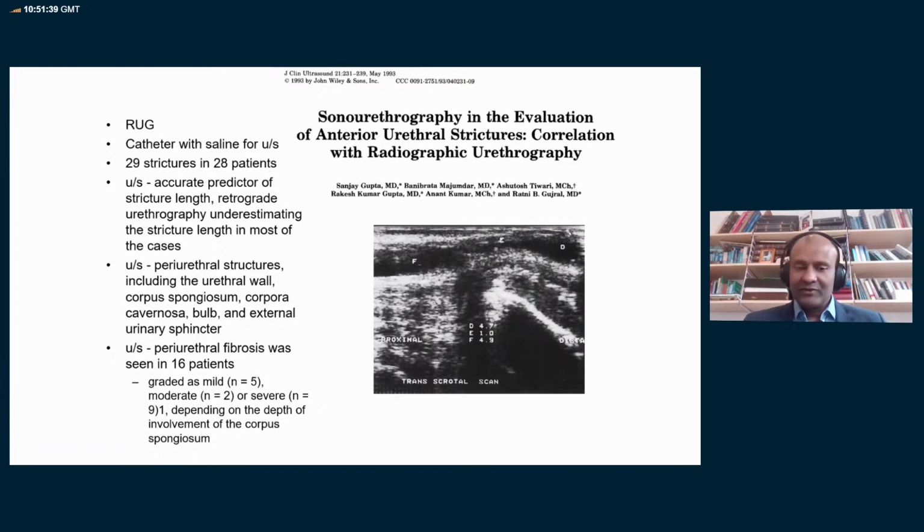They also really just described the technique. They did retrograde studies and then filled the urethra with saline in 28 patients. And they accurately predicted the stricture length, the retrograde urethrography underestimating the length in most cases. And ultrasound also picked up additional strictures and problems, periurethral structures, including the urethral wall, corpus spongiosum, the cavernosa, the bulb, and the external sphincter was visible. And they suggested that they saw, again, grading of periurethral fibrosis, depending on the depth of involvement of the corpus spongiosum.